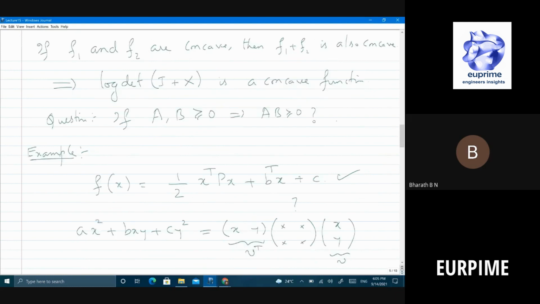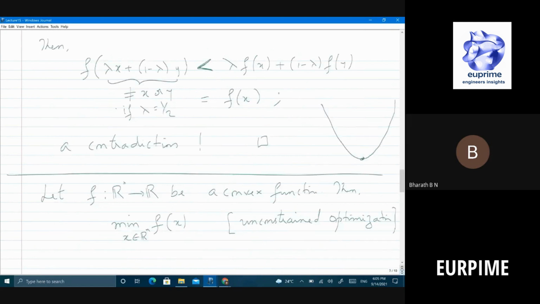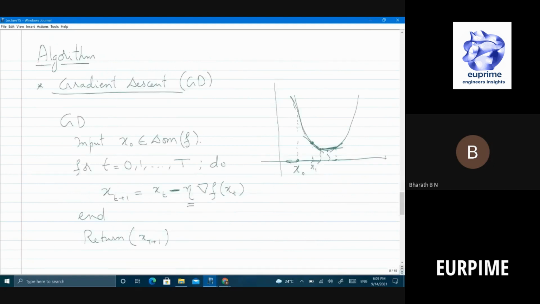And then we looked at a few more examples, and then finally we started looking at the unconstrained optimization problem, for which we proposed an algorithm called gradient descent, which is very easy. You take some initial point, look at the gradient direction, and you move in the direction of the gradient. It's a simple algorithm. The way you update x t plus 1 is through this equation. Let me call this GD. Whenever I say GD, this is the equation that I'm going to refer to. And then finally you do it for capital T rounds and return x capital T plus 1.